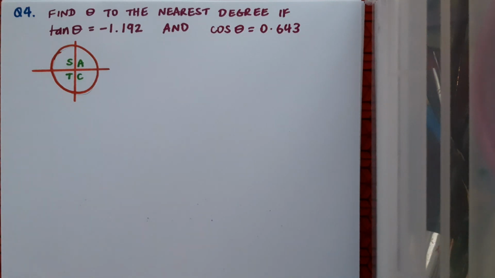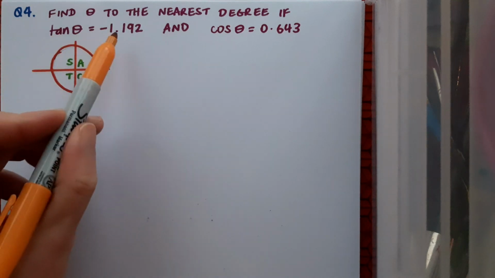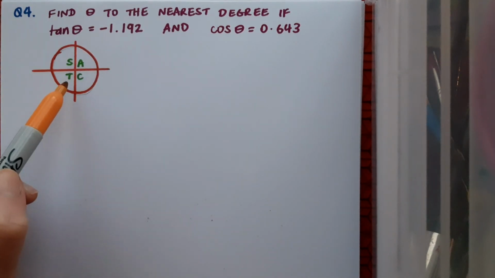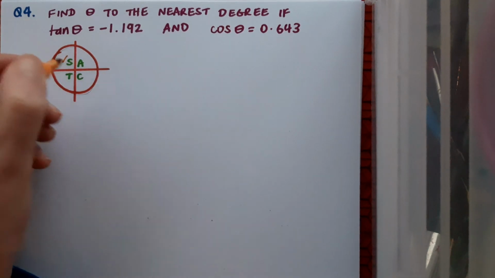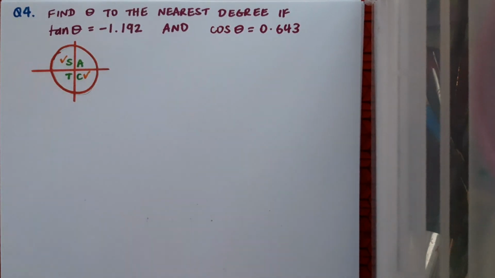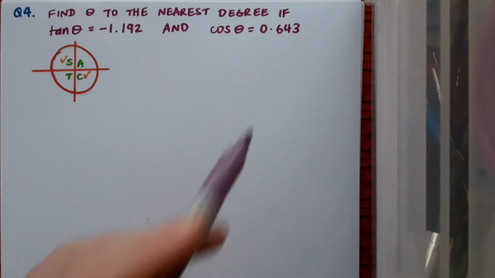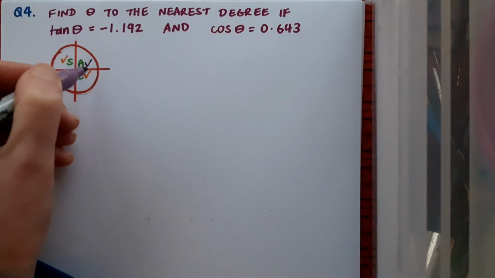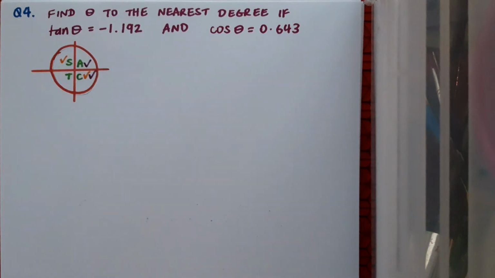Okay, so I've sketched my unit circle. Now I want to establish which quadrant I want to look at. So tan has to be negative. So I'm going to have a look and say, well, tan is positive in the first and third. So it's negative in the second and fourth. And then I want to have a look at cos being positive. So cos is positive in the first quadrant and the fourth quadrant. So the double tick is in the fourth quadrant, so that's what I want to look at.